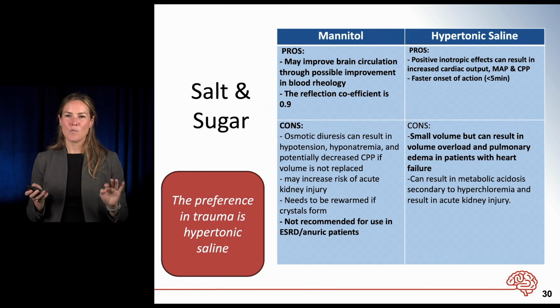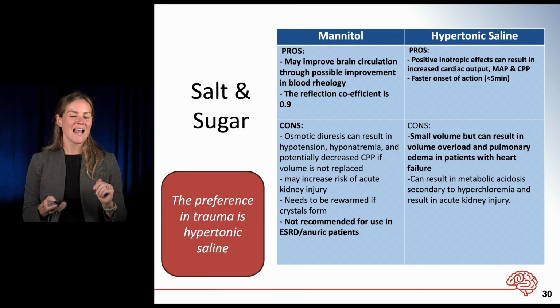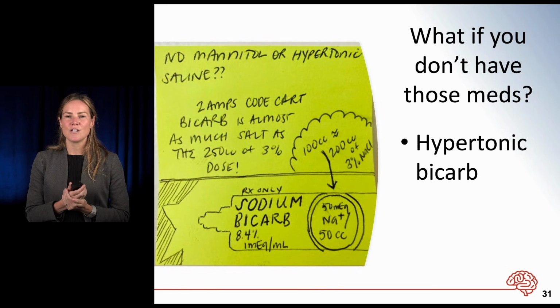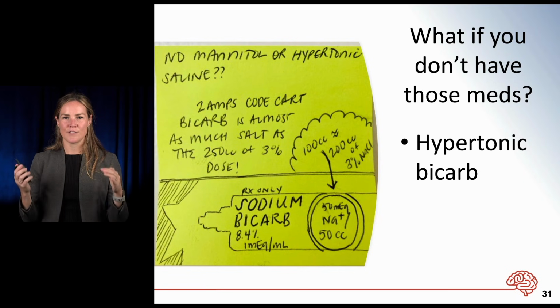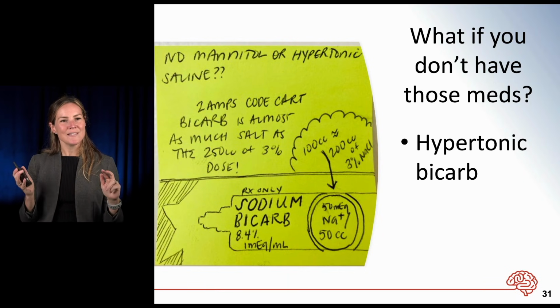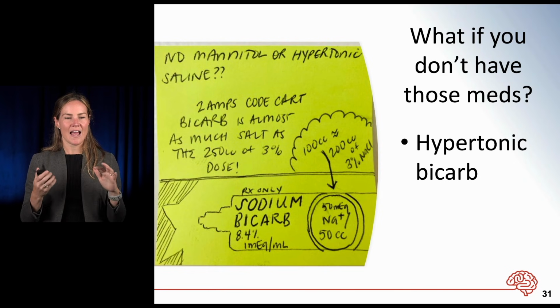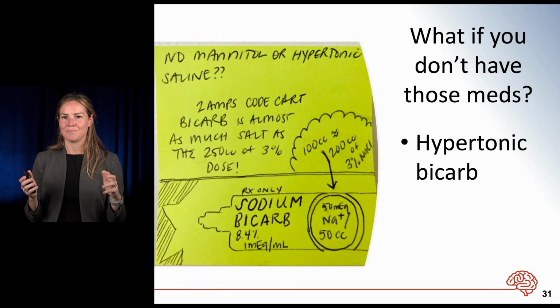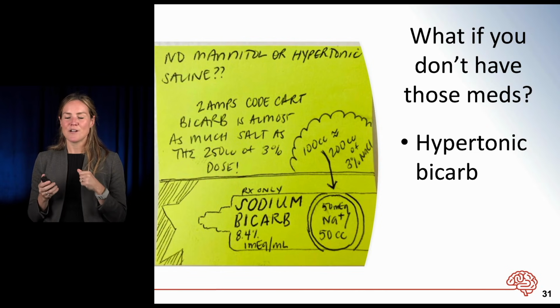Now, what if you work at a small place and you don't have hypertonic saline, and mannitol is available but it's going to come from the pharmacy and it's not going to be available anytime soon? It is critical to know that hypertonic bicarb also has a lot of salt. So if you are in a pinch, you can do about 2 amps of bicarb, which is almost as much salt as the 250 milliliter dose of 3%. So if you can't get your hands on these treatments, hypertonic bicarb to the rescue.